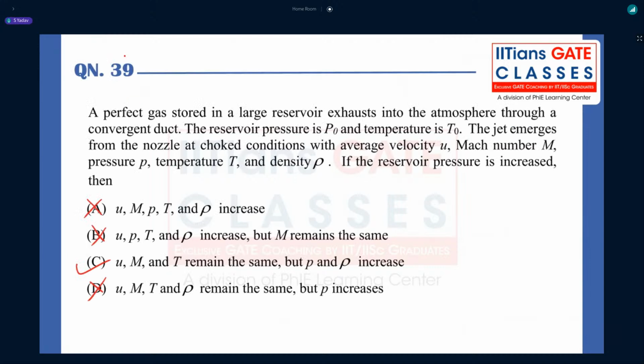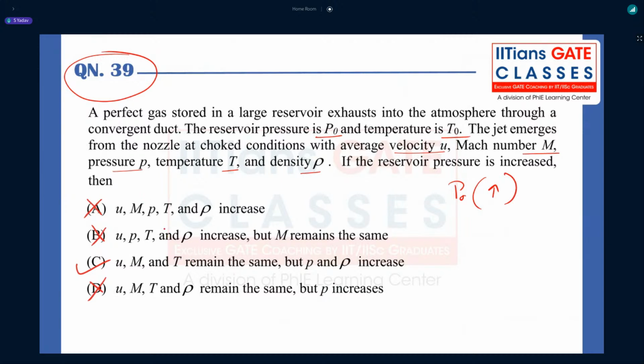Next is question number 39. It says a perfect gas stored in a large reservoir exhausts into the atmosphere through a convergent duct. The reservoir pressure is P naught and the temperature is T naught. The jet emerges from the nozzle at the choked condition, where the average velocity is U, Mach number M, pressure P, temperature T, and density rho. Now the reservoir pressure is increased. Which of them is correct?